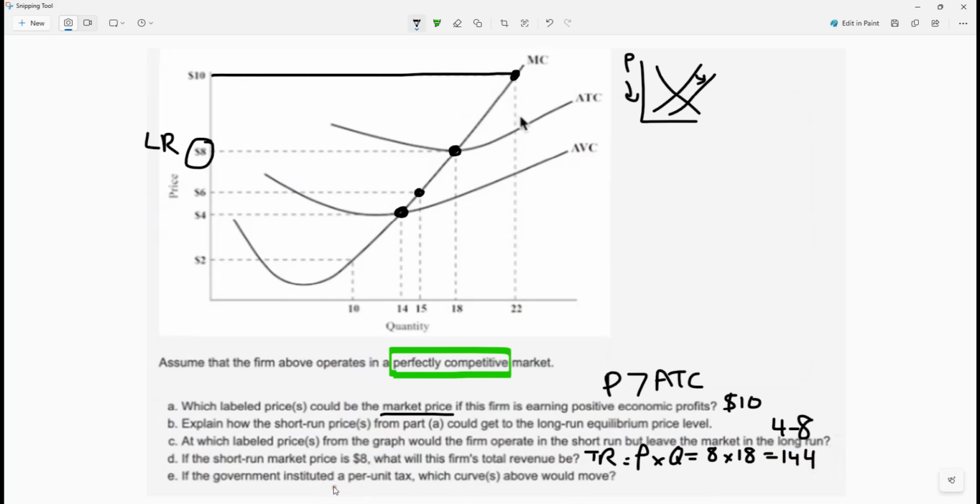And then finally, if the government instituted a per unit tax, which is sometimes called an excise tax, which curve would move? That's going to be their marginal cost. It's going to move because they're going to have to pay that cost per unit. That would also shift average variable cost and average total cost, but they're really asking about the marginal cost.